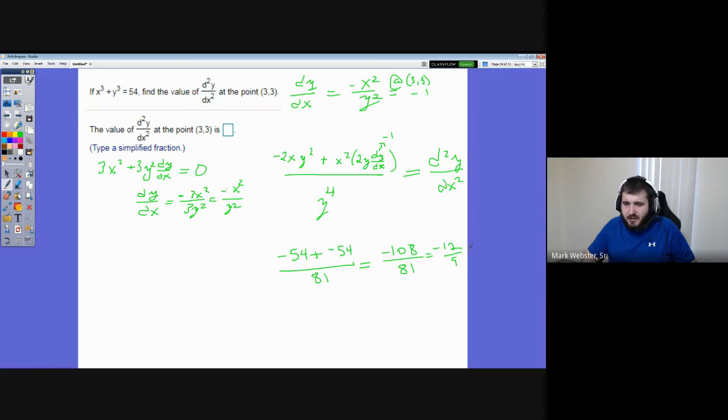And you can still simplify this to negative 4 over 3. But again, according to my AP summer camp that I took, you leave it here. The value of d squared y over dx squared at the point 3, 3 is, you leave it here on the AP test, you get the right answer. Math Excel is going to want this. But you leave it here on the AP test because why wouldn't you? Heck, you could leave it here. You could leave it here.